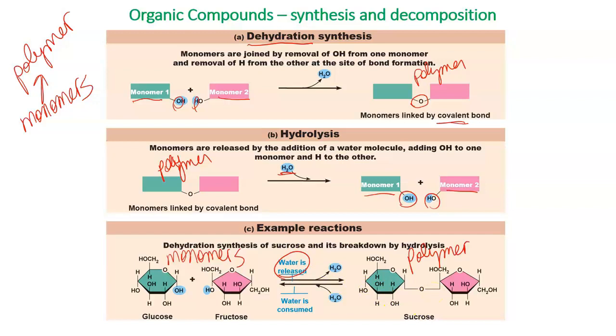If you want to break apart, and actually when they make that polymer, glucose and fructose together makes sucrose or sugar that you know of. And if you actually add water to sucrose, then you're actually going to make your monomers. You're going to break down your polymer into its components, glucose and fructose.